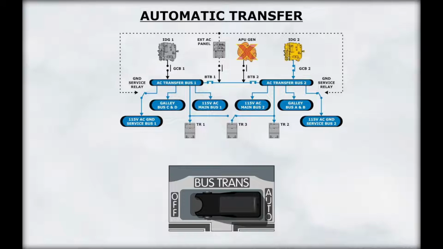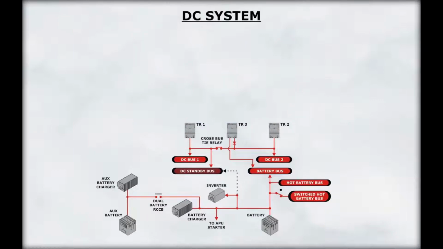The bus tie system ensures that a transfer bus remains powered in the event the associated power source fails. If the source powering a transfer bus fails, the two bus tiebreakers will close and allow the transfer bus to be powered by the opposite transfer bus when the bus transfer switch is in the auto position. The transfer buses distribute power to various AC buses. Now let's look at the DC electrical system.